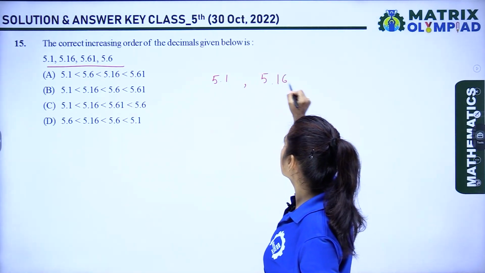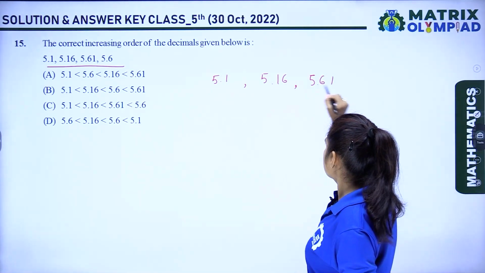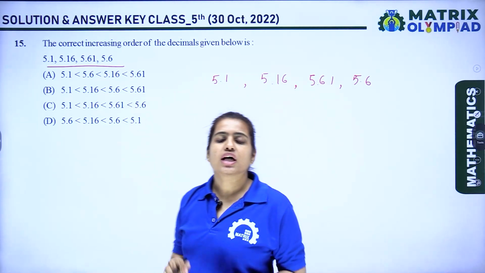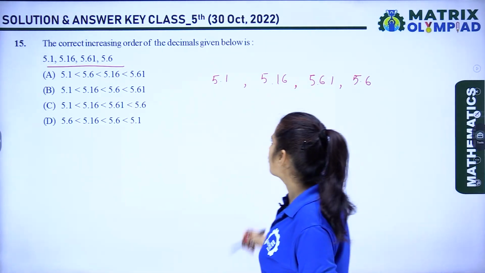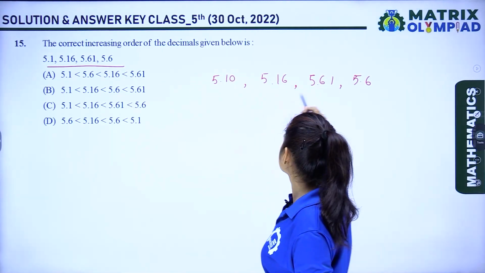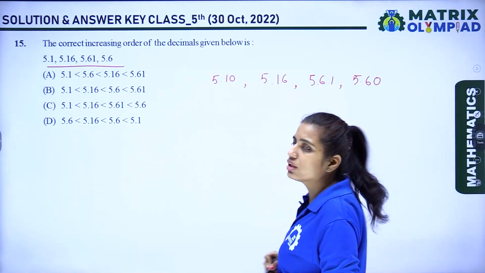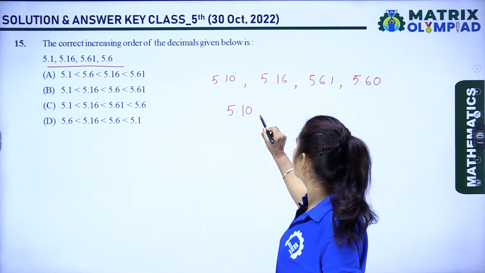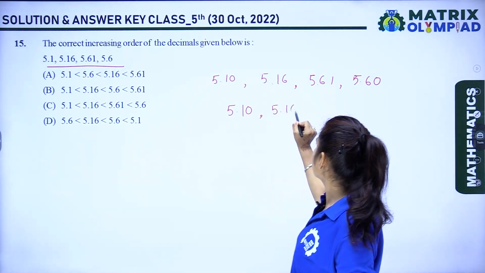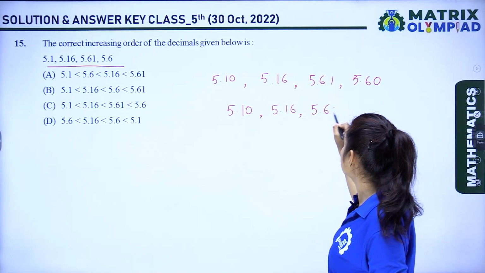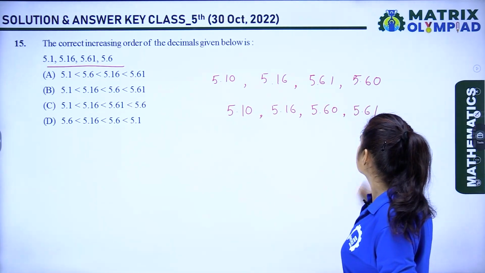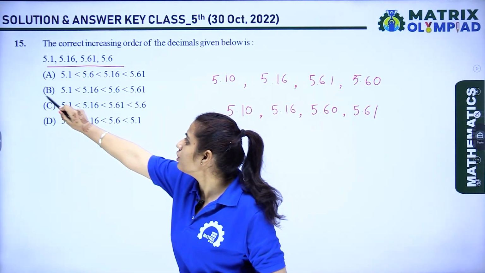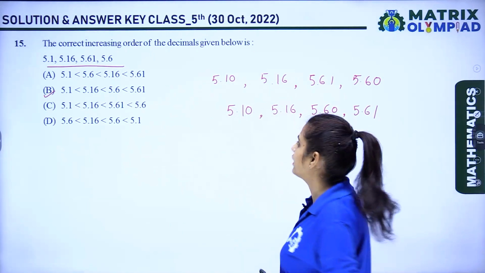First of all, let's write down all the 4 numbers. Now, as we know that these decimal numbers are in the unlike form, so we are going to convert them into like decimals. Now, these are like decimals. Now, let's arrange in the increasing order: 5.10, 5.16, then 5.60, and the last one is 5.61. So let's check the arrangement of these numbers. So here according to the options, we can say that option B is the correct answer.